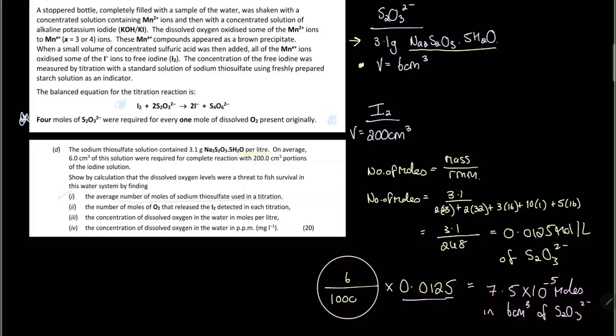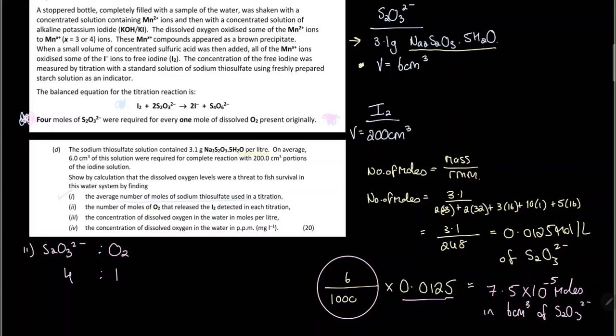And that's question 1 answered. The next question is the average number of moles of oxygen that release the iodine detected in each titration. So for each titration, we know here from this sentence here that 4 moles of the sodium thiosulfate reacts with oxygen in a ratio of 4:1.